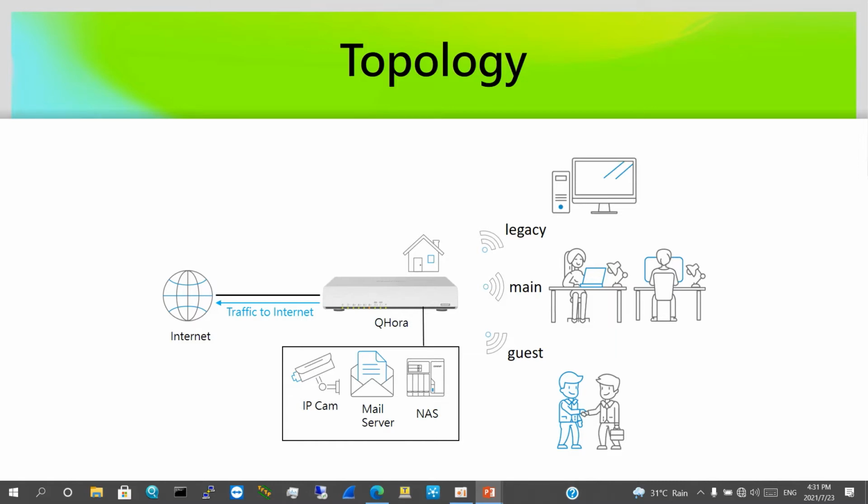Second is the guest SSID. They will not have access to the QHora and the internal network. This is for visitors that temporarily use the Wi-Fi connection. Last is for the legacy devices. These are all devices that have no 11N or 11AC protocol. We will create a Wi-Fi for these legacy devices to connect so that newer Wi-Fi devices and legacy Wi-Fi devices do not share the same AP, as this will drag down the performance of the newer Wi-Fi clients.